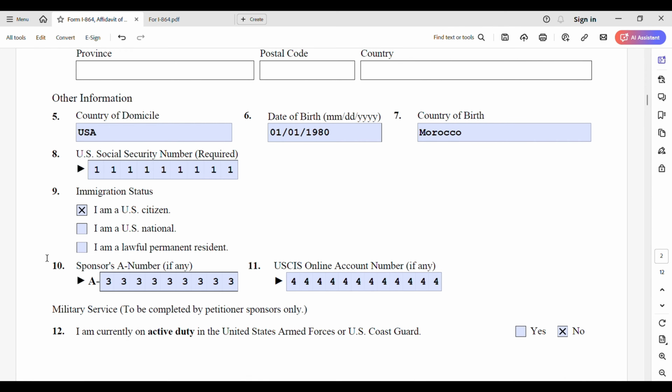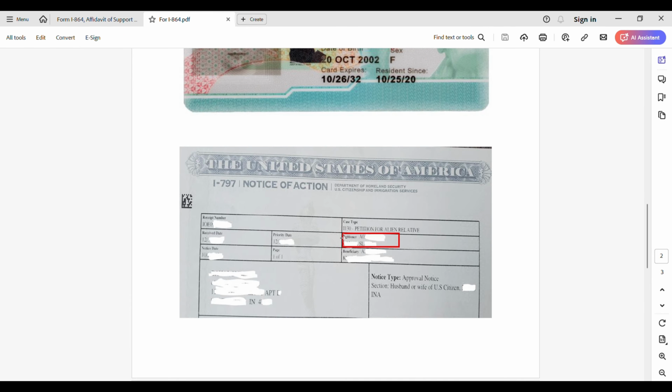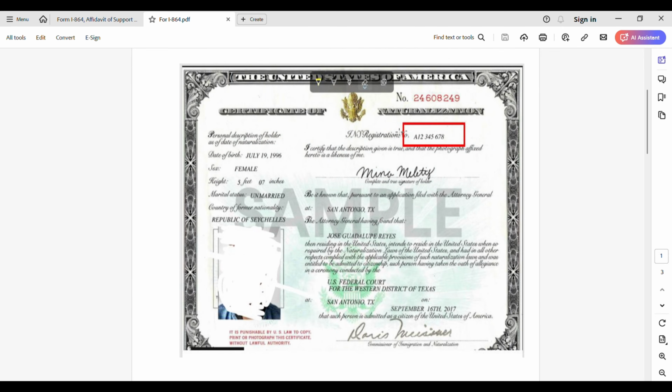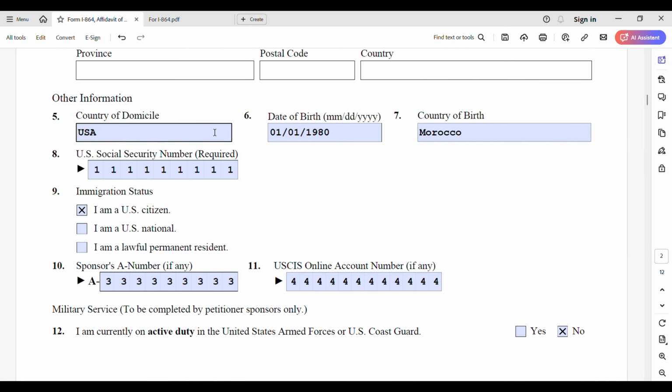Question number 10, sponsor's A number. That's what a lot of people miss. Because if you are a naturalized citizen, you have an A number. If you are a U.S. citizen by birth, you don't have an A number. So let's go right here. I'm going to show it to you. Naturalization certificate. This is your A number right here from your naturalization certificate. Just copy it right here and paste it right here.